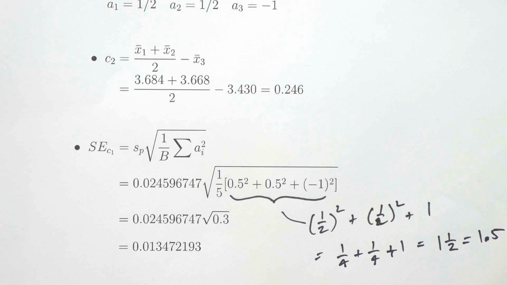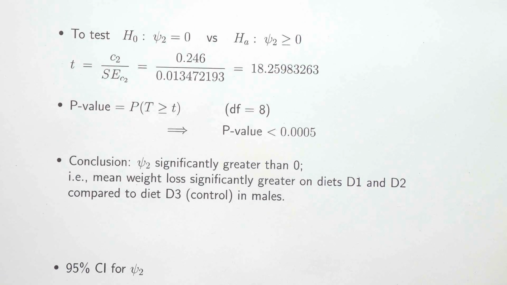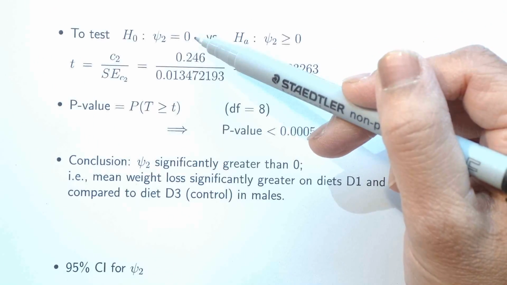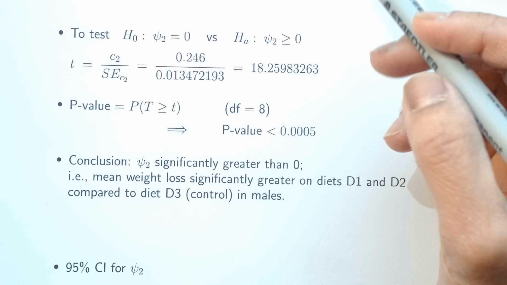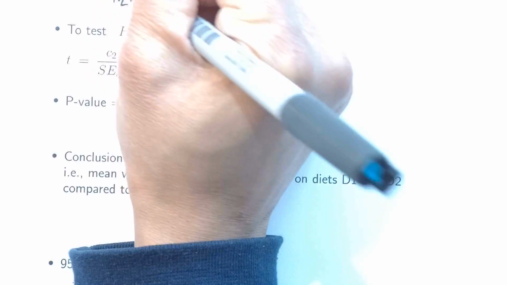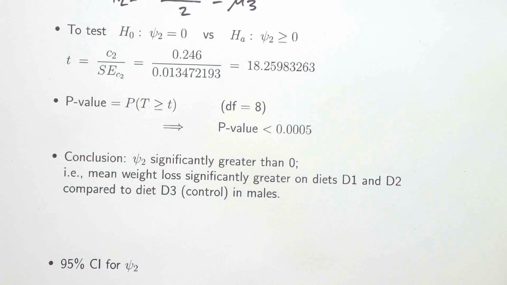Okay, so we've got the estimate of the contrast, we've calculated the standard error, now we're in business to do a hypothesis test. For the hypothesis test, we have the null hypothesis being that the contrast is 0. And here we have to do a little bit of thinking for what does it mean to be better. So remember, psi2 is equal to (mu1 plus mu2)/2 minus mu3, where mu1 and mu2 were the new diets, mu3 was the control or the standard diet.